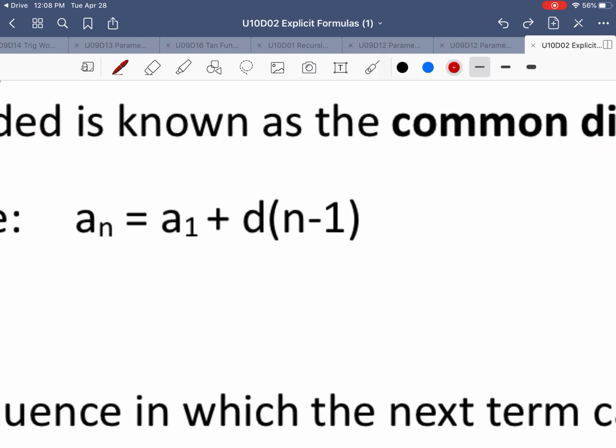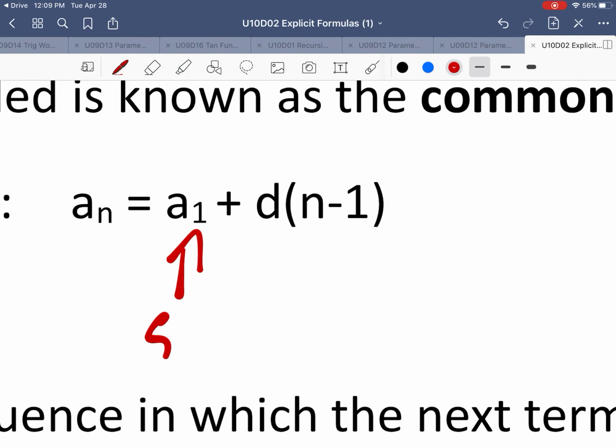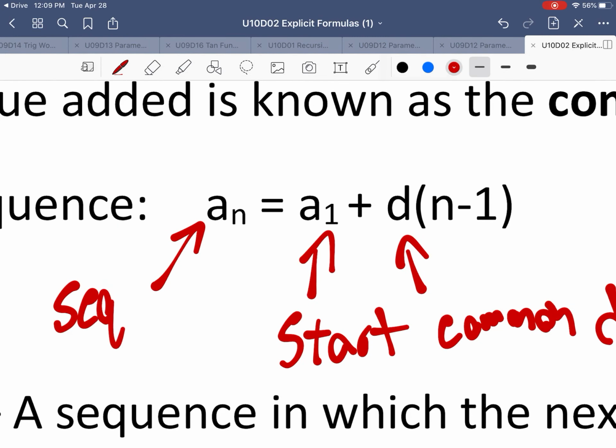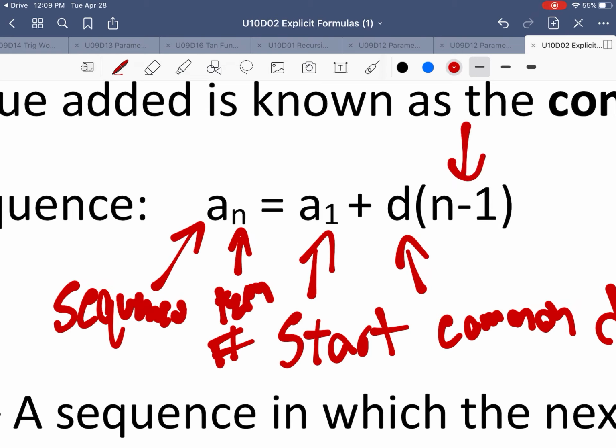Anyways, so these are the formulas. This is your starting number, or first term. This is our common difference. This is the sequence, but the n itself is just the term number. And n minus 1 is going to be 1 less than the term number. So it's not the previous term, it's just 1 less than the term number. So if the term number was 12, I would plug in 11. I'm not actually subtracting.